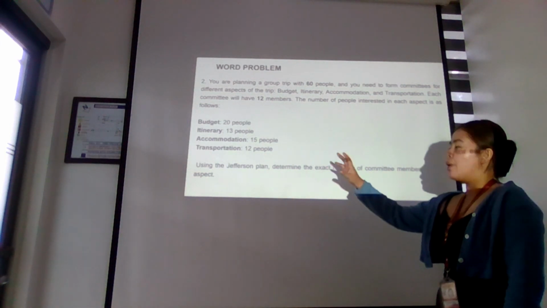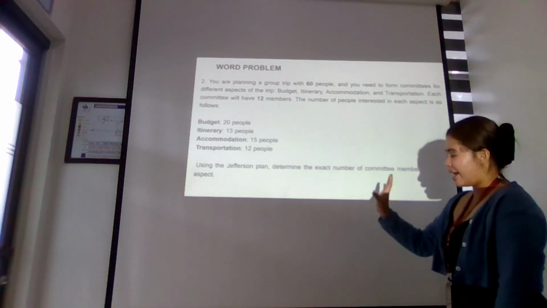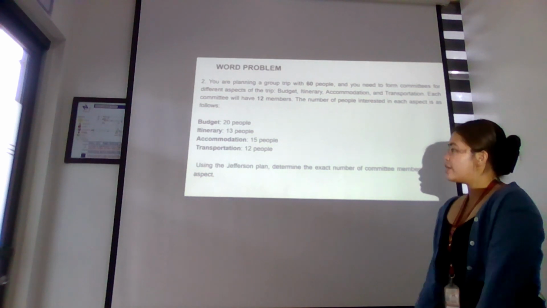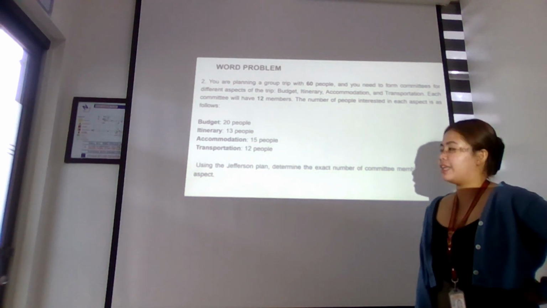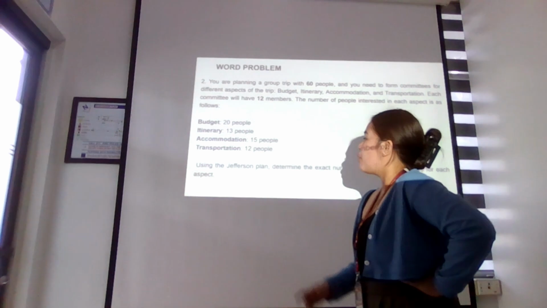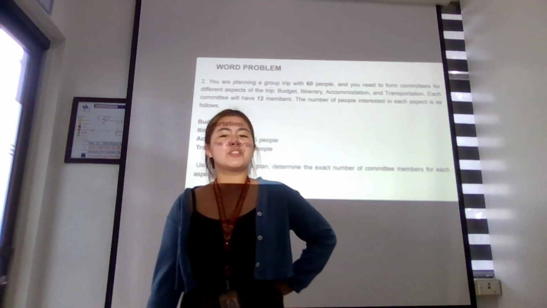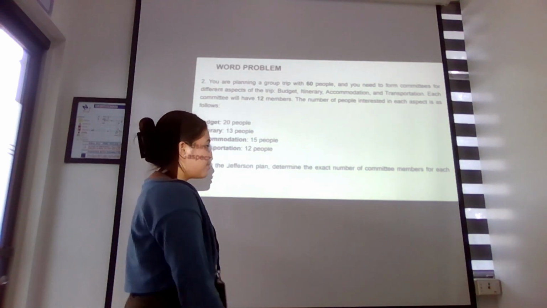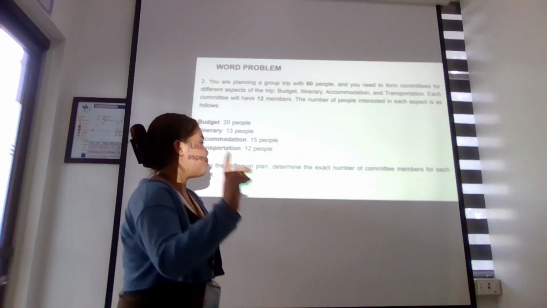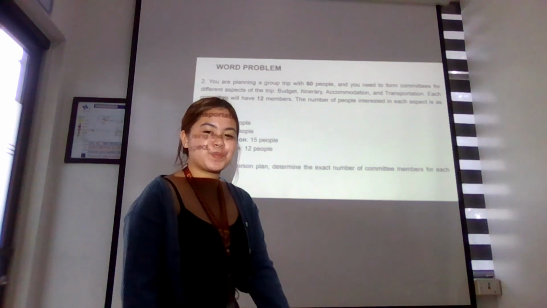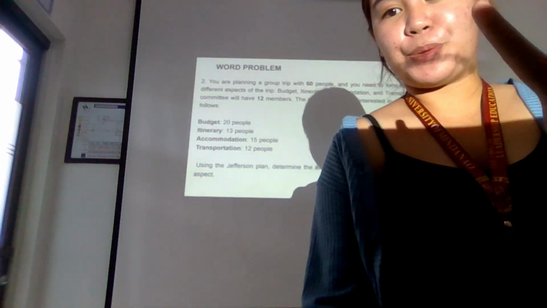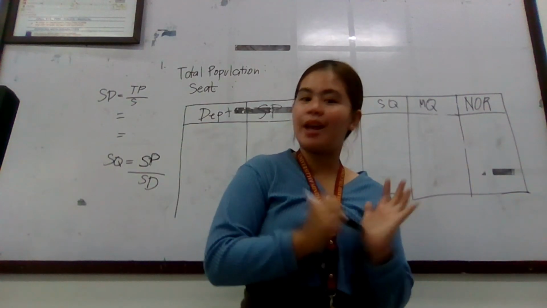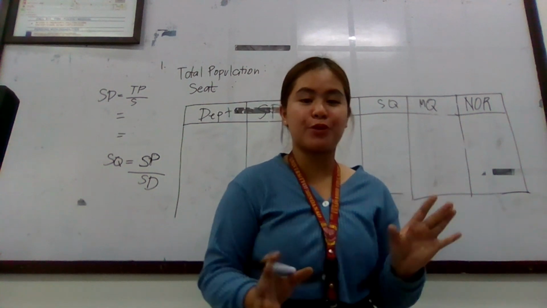So in budget, we have 20 people. In itinerary, we have 13 people. In accommodation, we have 15. And in transportation, we have 12 people. So using the Jefferson plan, determine the exact number of committee members for each aspect. So let us solve number 2. So let us proceed to our problem number 2.